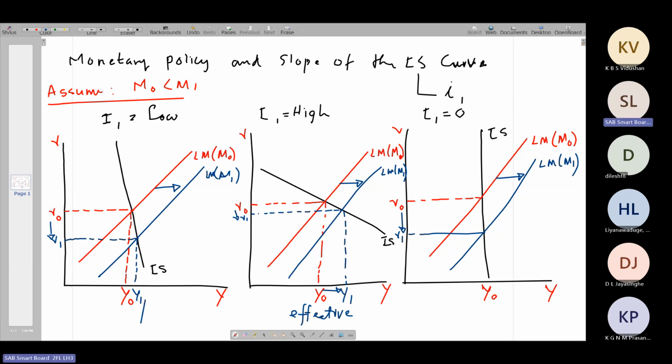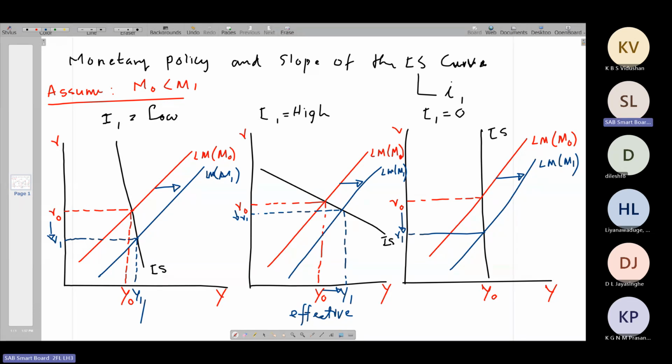In the same manner, we take three cases: I1 low, I1 high, I1 zero. We are looking at monetary policy and its effectiveness. We look at the slope of the IS curve, and this slope depends on the three cases we take. When we take the monetary policy action, we see the impact on income in order to measure the effectiveness. We know that this situation is more effective. That is the I1 high case.